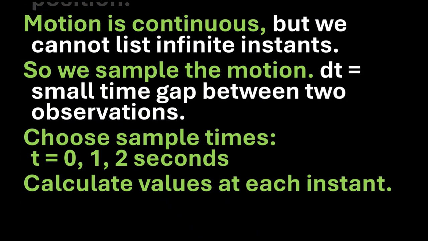Now, motion here is continuous, which means we can have infinite instants, but it's not practical to list all those infinite instants. So we sample the motion, which means we take dt equal to a small time gap between two observations, and t equal to 0, 1, 2 seconds, and then apply dt there and calculate values at each instant.